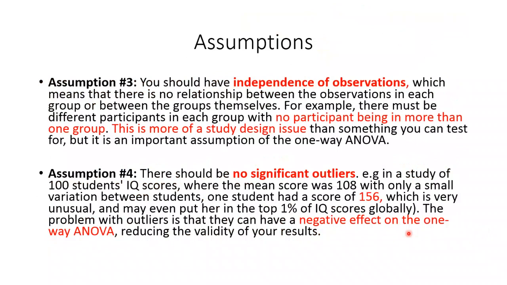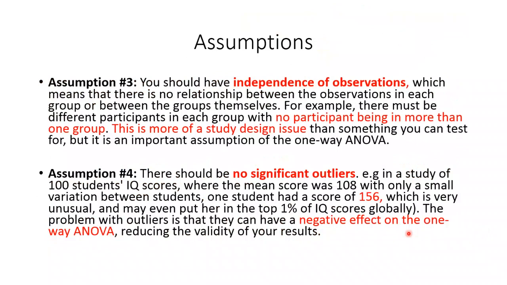Assumption number 3, you should have independence of observations, which means that there is no relationship between the observations in each group or between the groups themselves. For example, there must be different participants in each group, with no participant being in more than one group. This is actually more a study design.